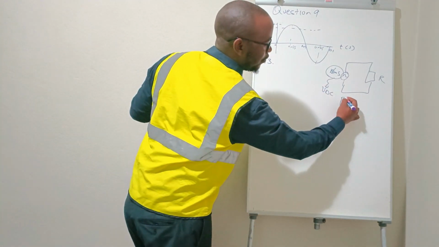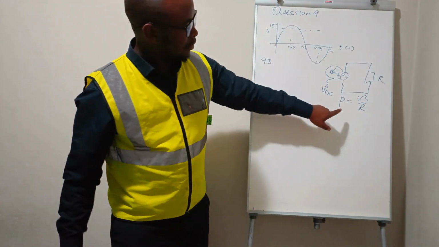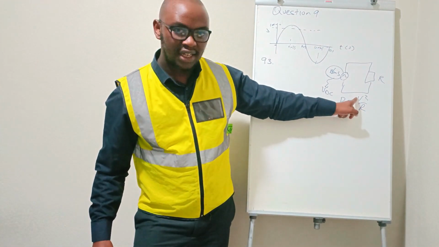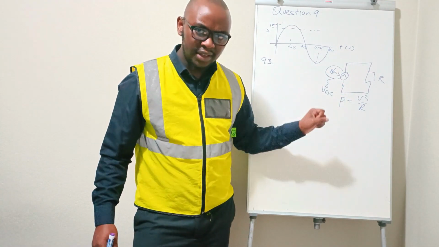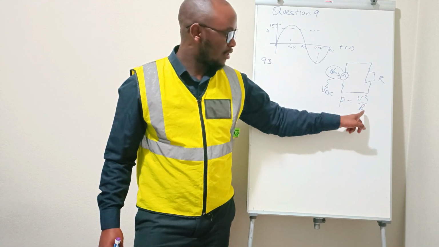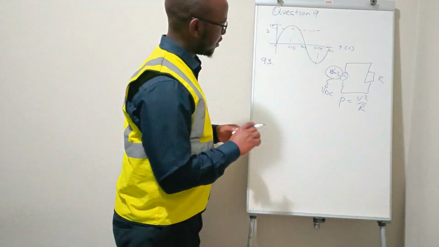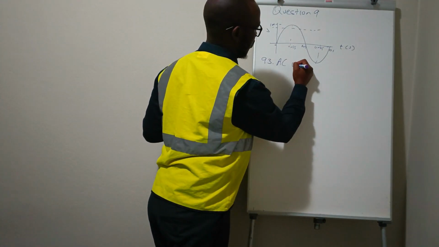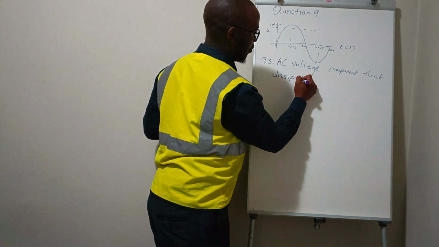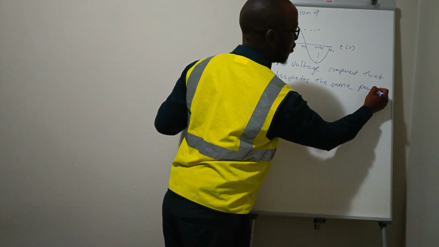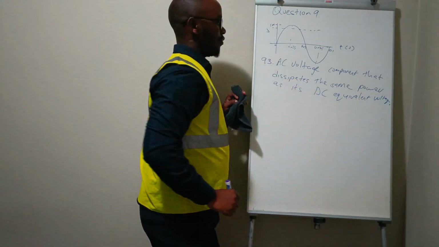So power is equal to V squared over R. For the same potential difference, the V of the direct current and the VRMS, if we plug that to the same resistor, we're going to have the same power. So VRMS is the AC voltage component that dissipates the same power as its DC equivalent voltage.